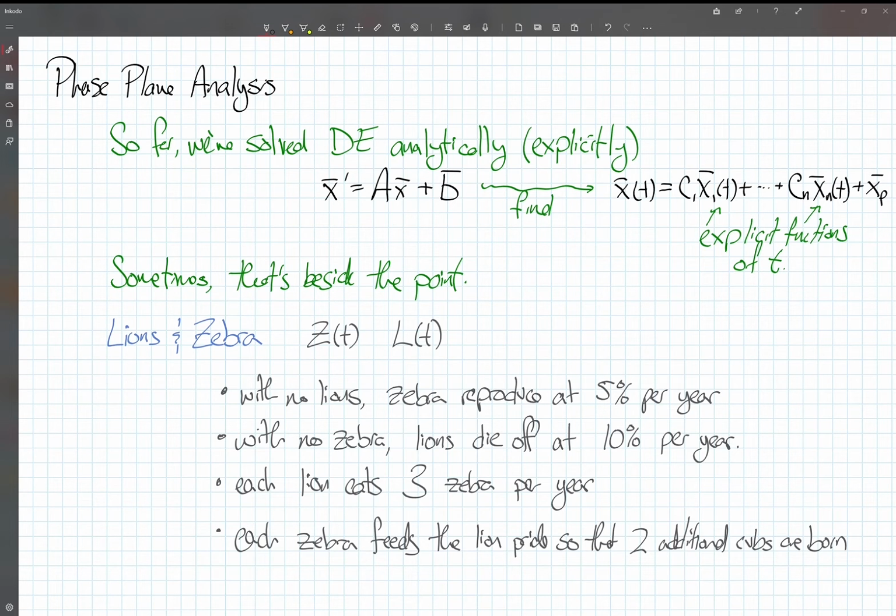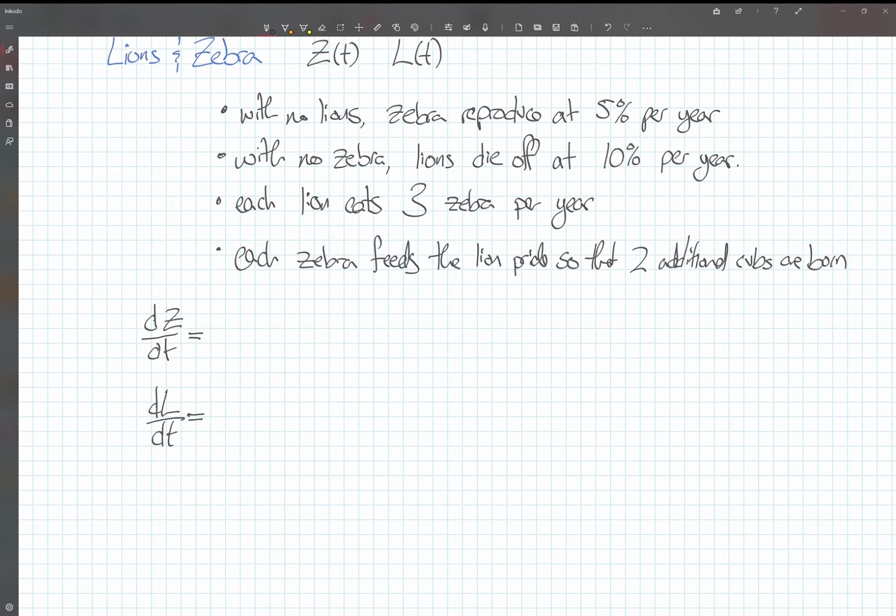to derive these numbers. What I'm going to do now is take those numbers and put them into a differential equation. So I'm going to think about the effect on the rate of change of the zebra population that the zebras have and that the lions have. The zebra reproduce on their own at 5% per year. That means each year you expect to have 0.05 times the current zebra population. Now, on the other hand, lions are eating the zebras, and for each lion you have 3 zebra that die that year. So there's our equation for dz dt.